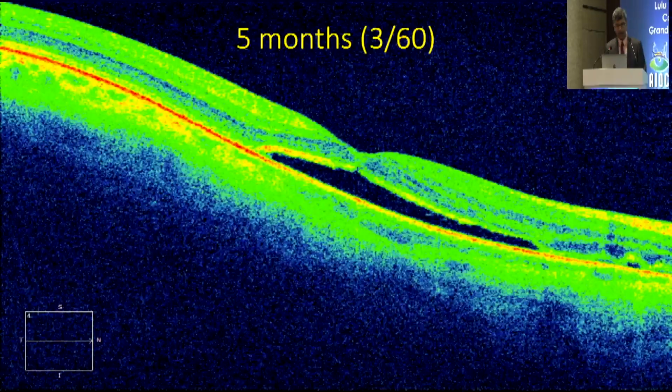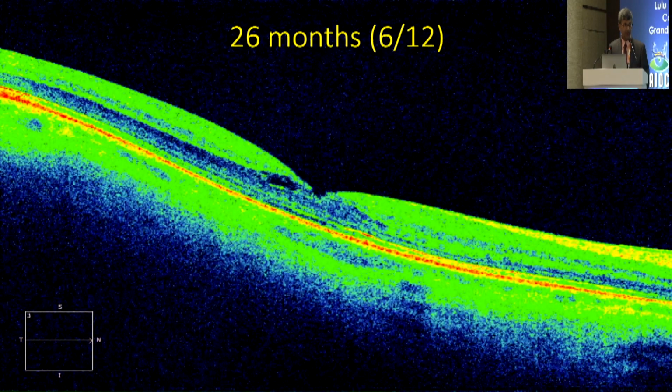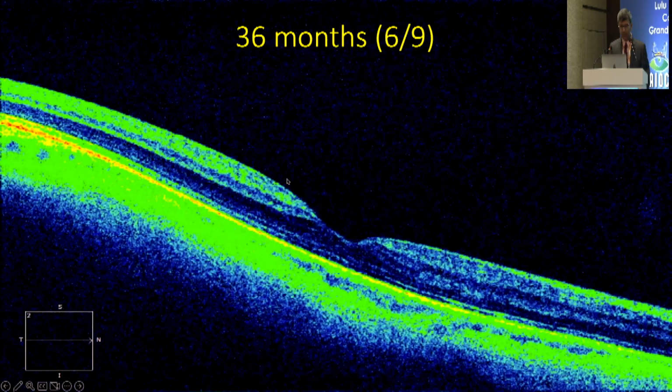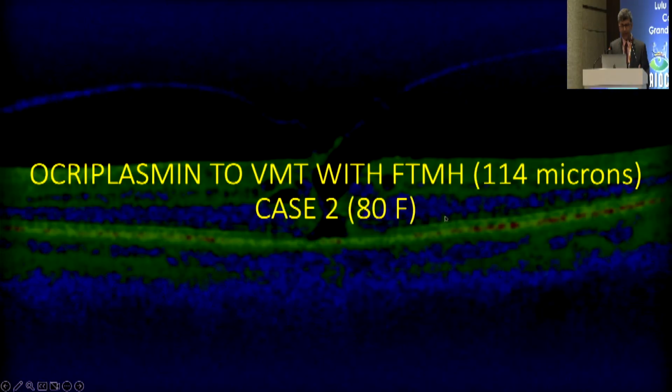Now, she came back at 5 months. Vision was still maintained at 3/60. And then she came back after 26 months, where the vision had dramatically improved to 6/12, and we found that the contour was almost restored except for some disruption at the fovea. She came back 3 years later, and the vision had further improved to 6/9, with near-normal foveal architecture on the OCT.